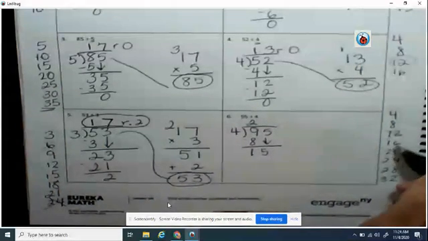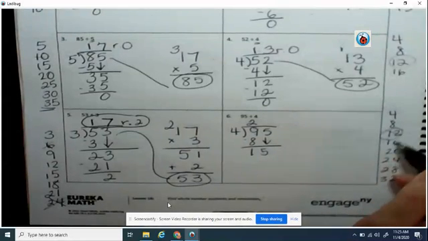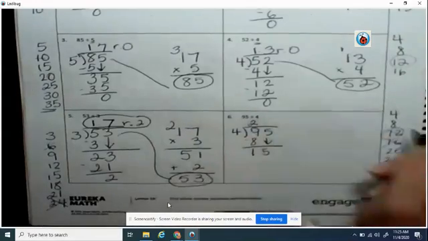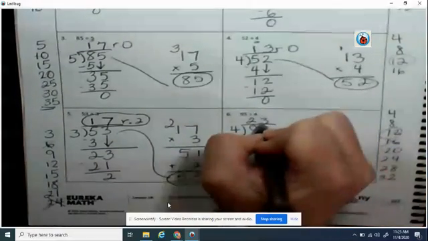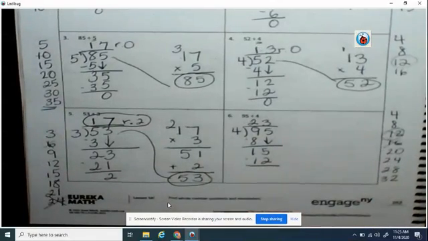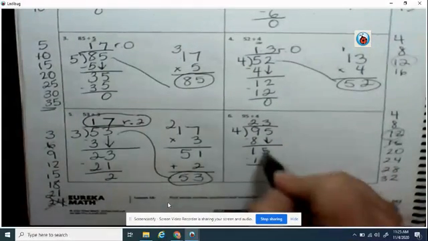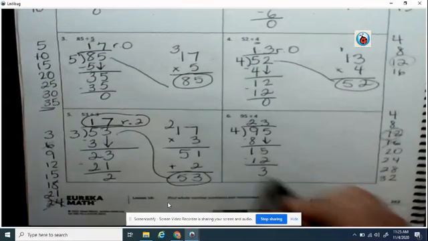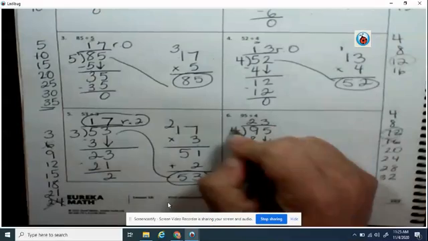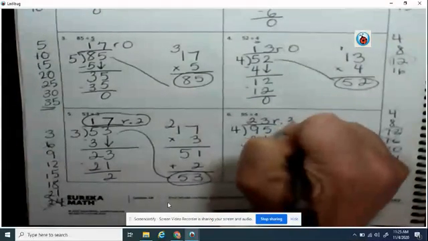The closest I can get to 15 is going to be 12. 16 is too big, so I can't do 16. So 4 times 1, 2, 3. 4 times 3 is 12. Okay, 5 minus 2 is 3. I can't do anything with that 3. It's not enough. It's not as big as 4, so I'm going to have a remainder of 3.